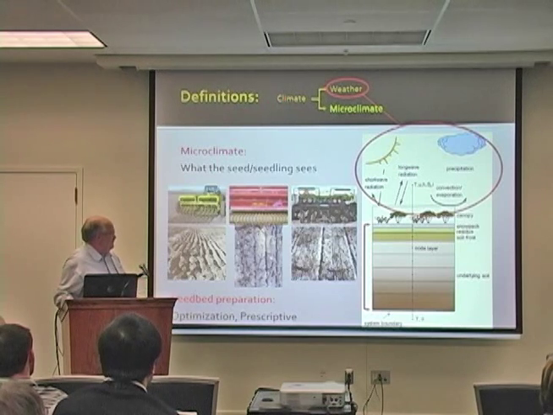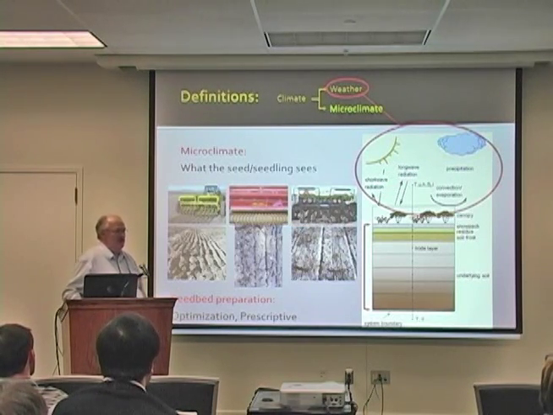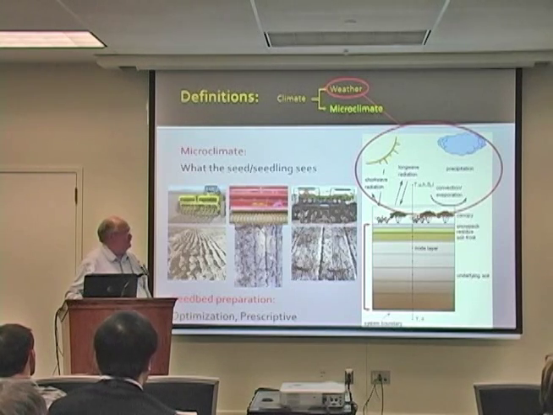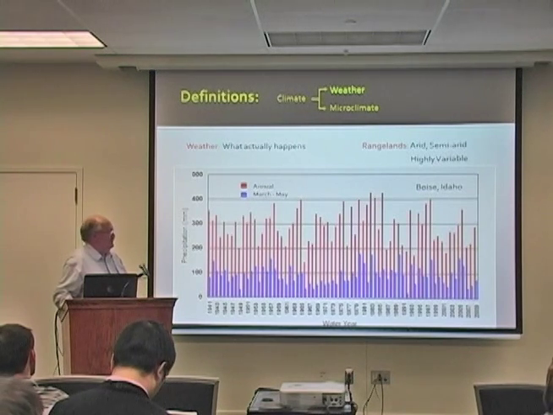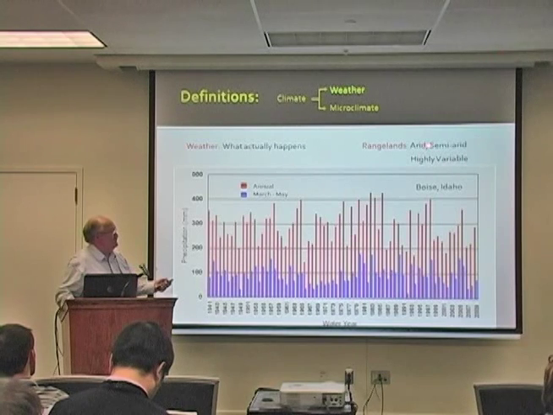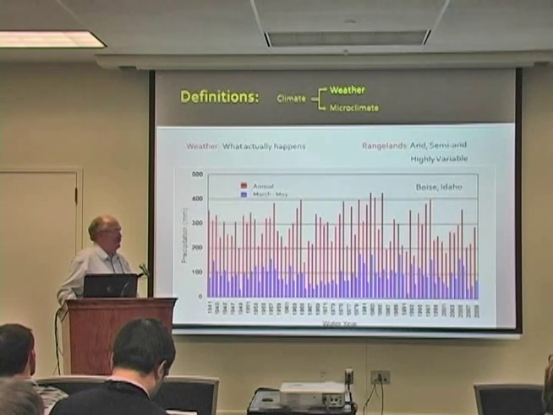Weather is what actually happens, as opposed to climate, which is what you're faced with after a fire when you're implementing a burn rehab plan or contemplating just generic restoration. First thing about weather is it's highly variable. The other thing about rangelands is they're generally arid or semi-arid, which everyone knows means usually dry.